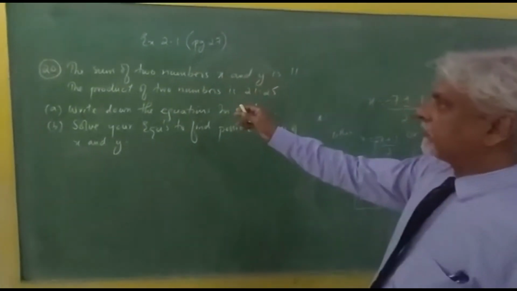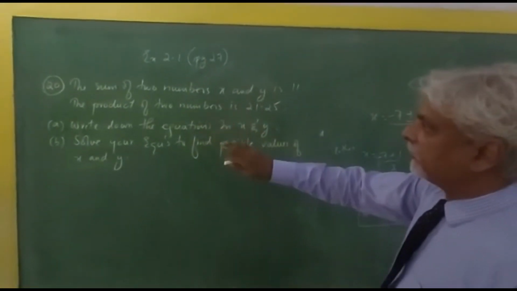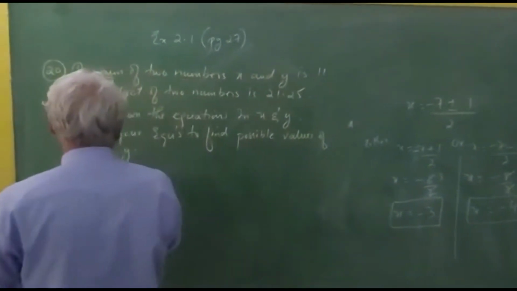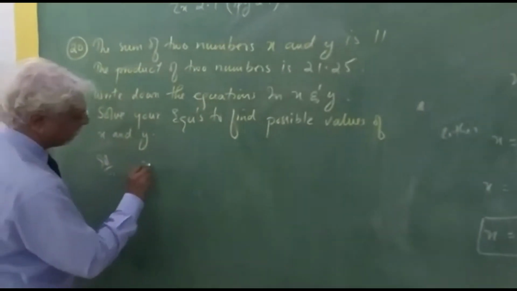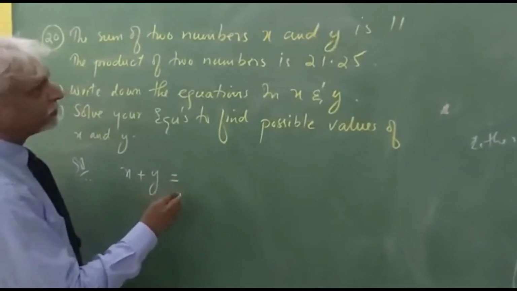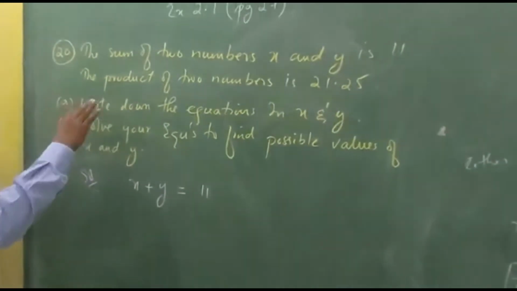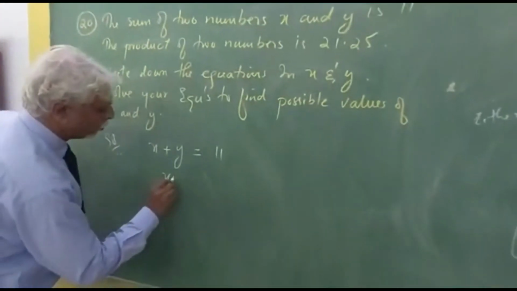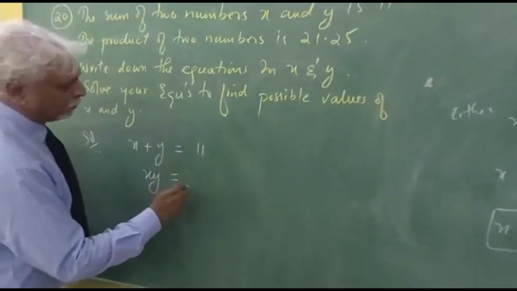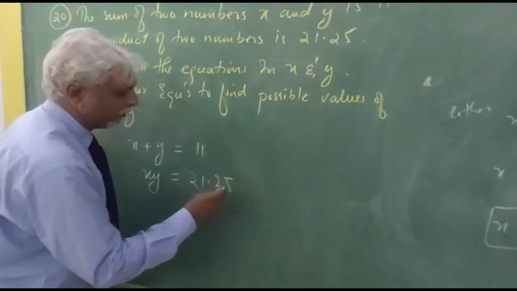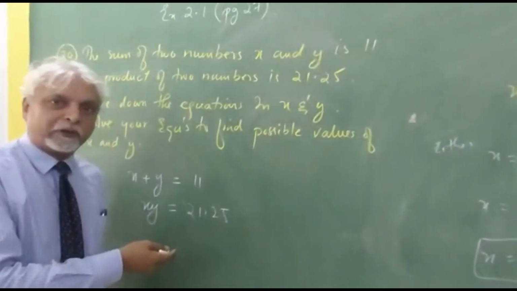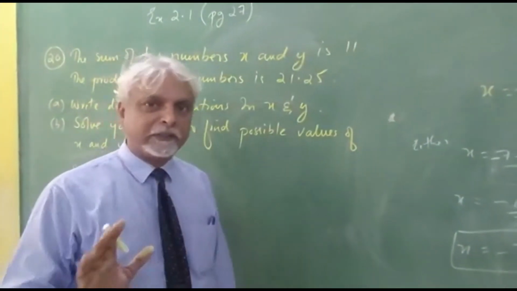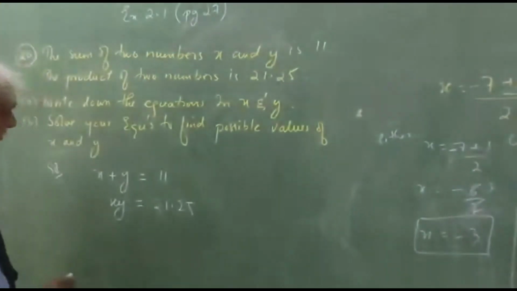So now let's first read the sum and understand what it tells you. The sum of two numbers x and y is 11. Sum of two numbers means x plus y is equal to 11. And the product of two numbers, product means multiply, that is xy is equal to 21.25. Now it is difficult to find the factors of 21.25. That is why we will be applying the quadratic formula to make things easier for us to solve.